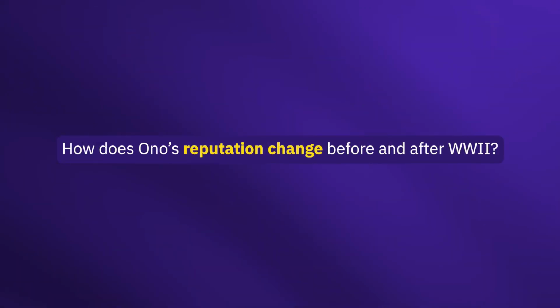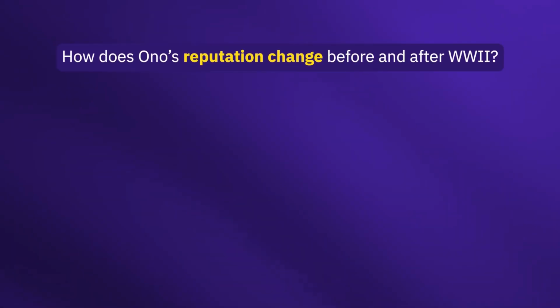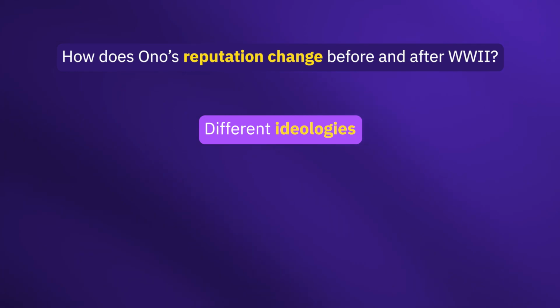How does Ono's reputation change before and after World War II, and why? Well, I've already spoken about that, so you should be able to give me an answer now on that one. There's different ideologies. It's a good word, right? That just means your worldview, how you see the world, the values you stand for, right? Those ideals that you strive towards.